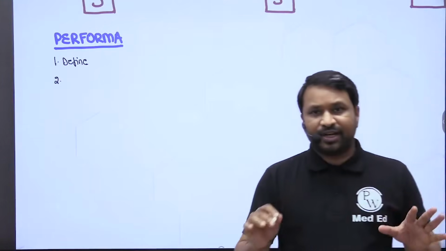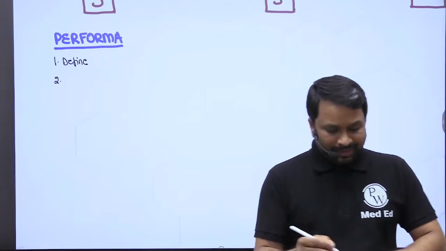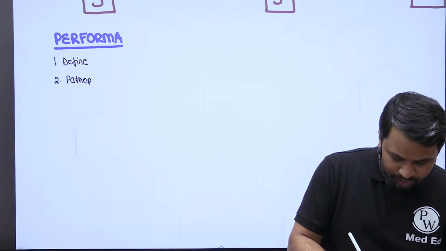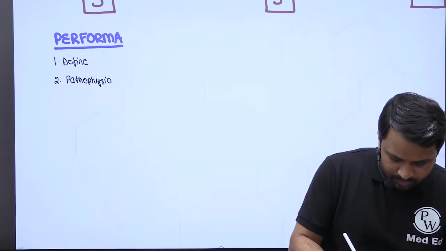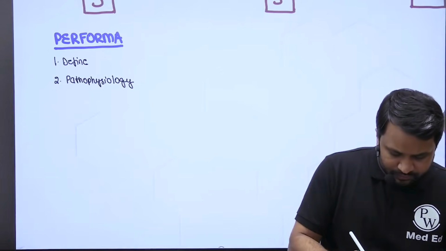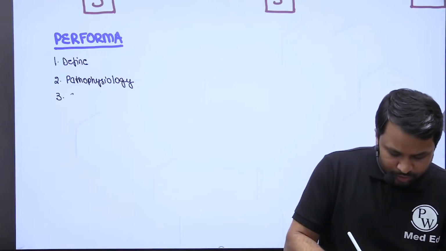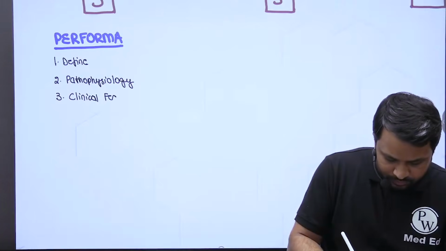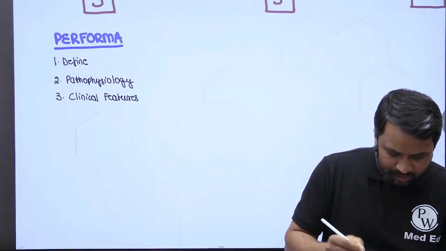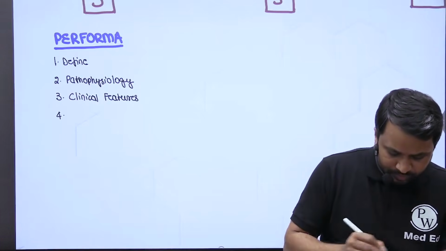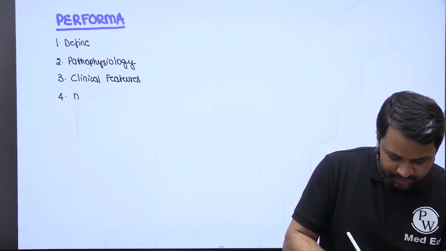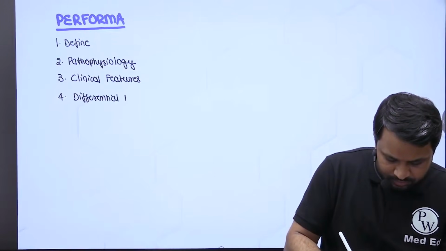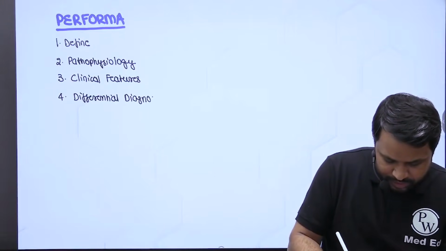Second, once you have defined it, if there is a pathophysiology, a quick line on the pathophysiology of the disease. If you have no pathophysiology, then you will move on to the third point, that is going to be the clinical features. Once you have done the clinical features, based upon the clinical features, if there are any differential diagnosis, you will mention a differential diagnosis.